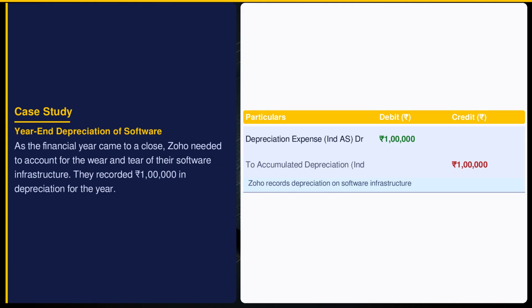Recording depreciation is essential for capturing the reduction in value of Zoho's software infrastructure over time. By debiting depreciation expense, the company recognizes the cost associated with asset usage. Crediting accumulated depreciation helps track the total depreciation over the asset's life. This accounting process ensures accurate financial statements, reflecting asset consumption and aiding in future investment decisions.